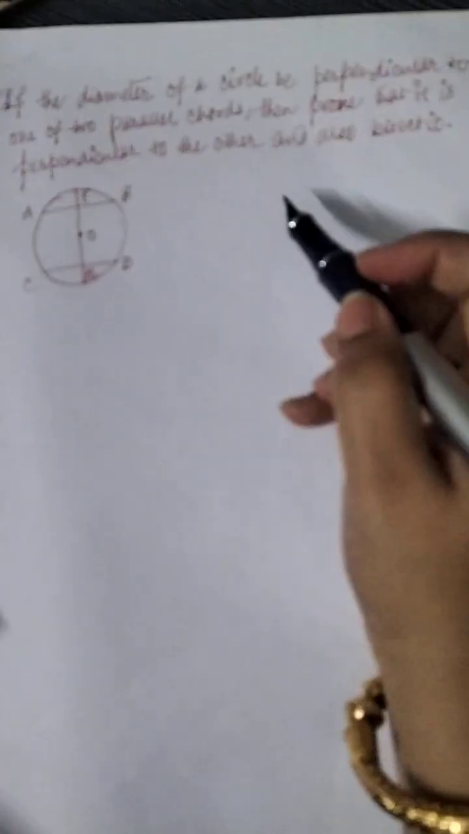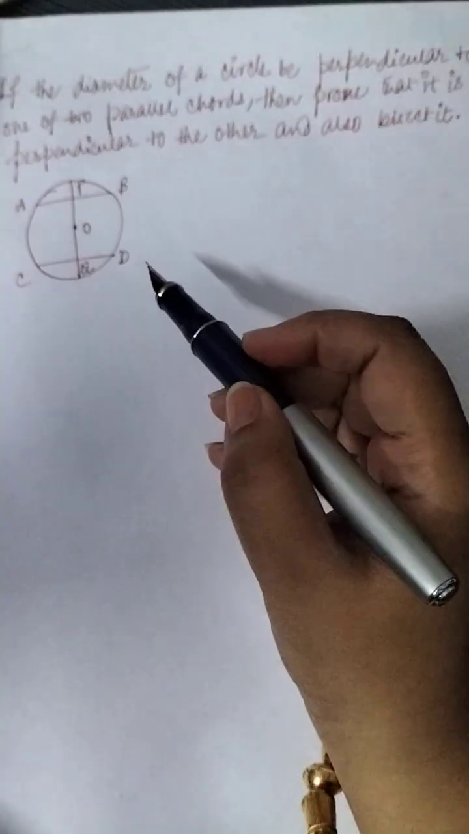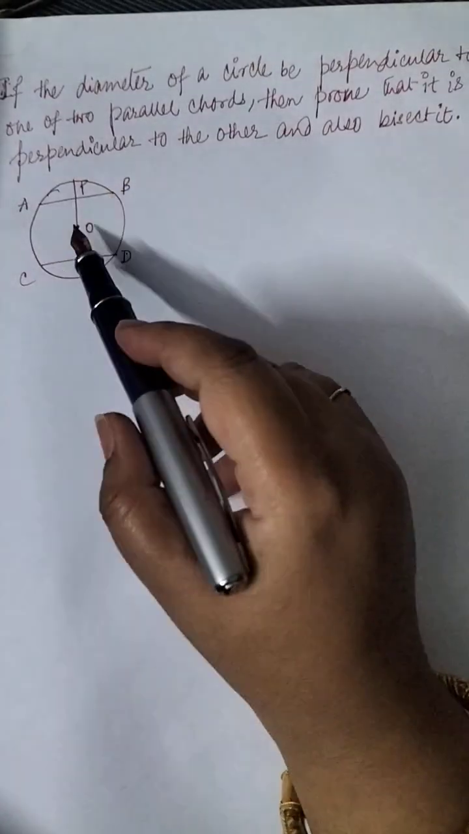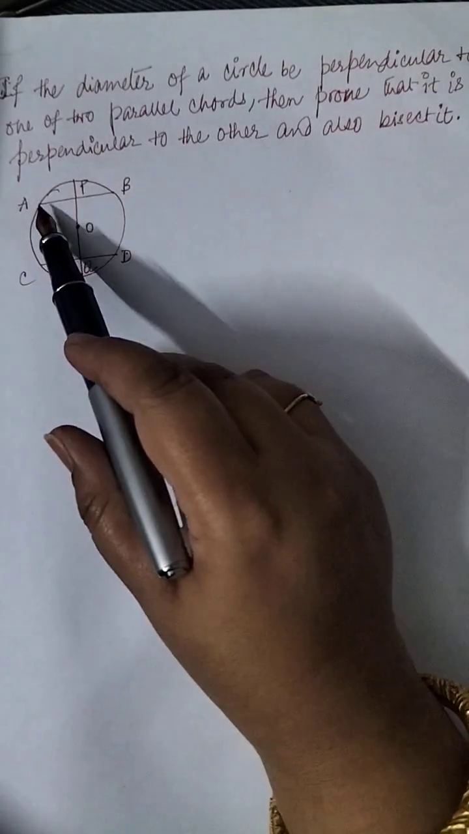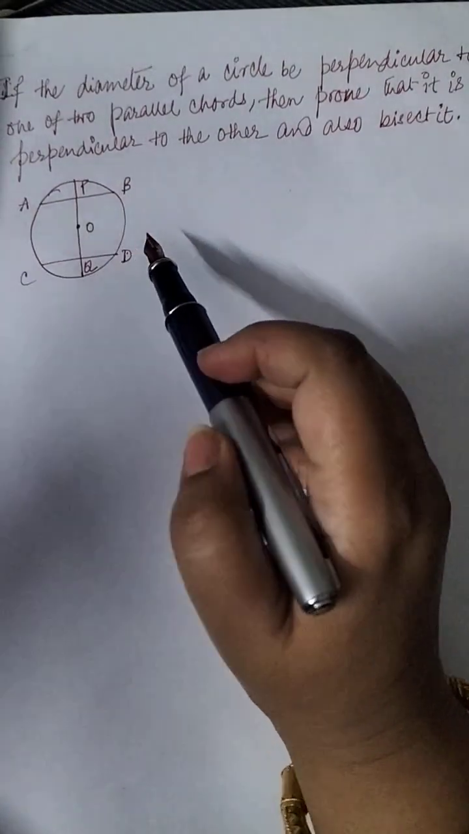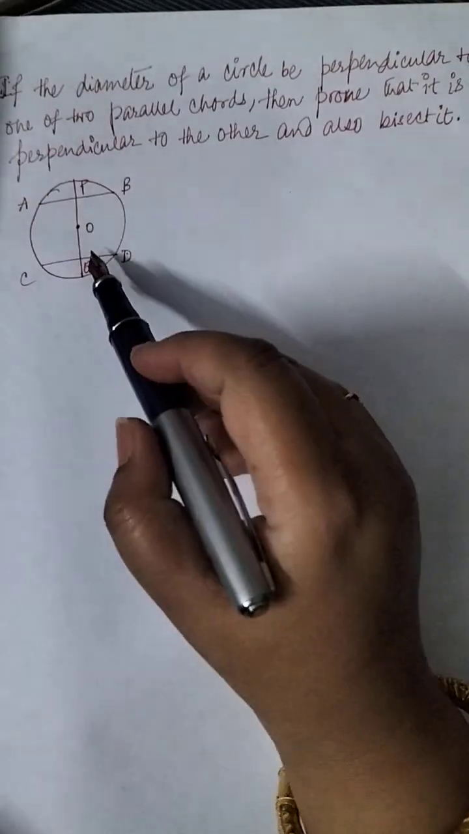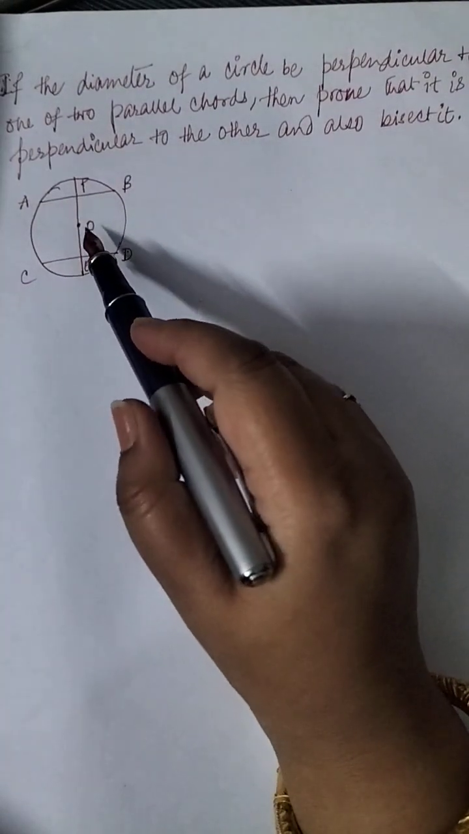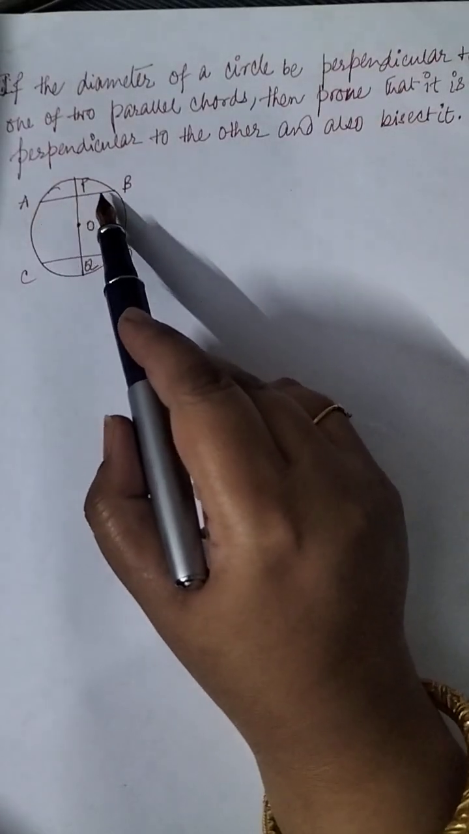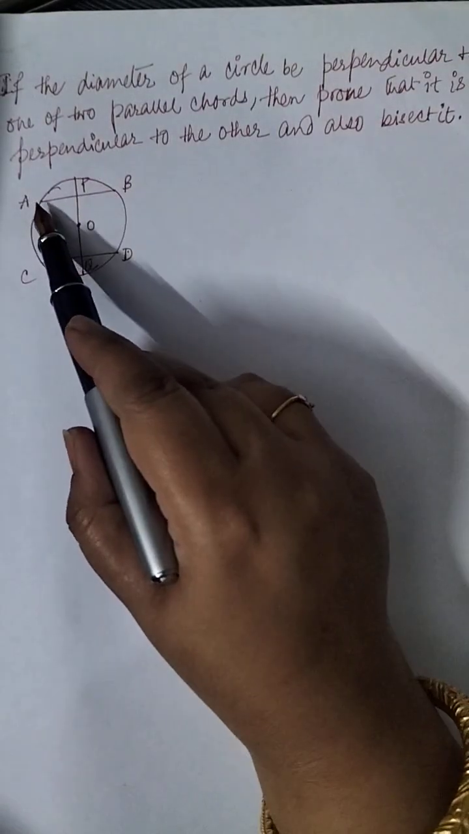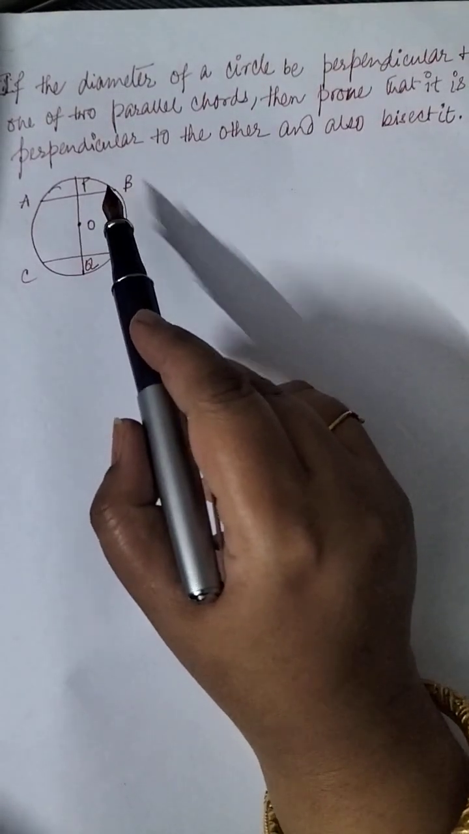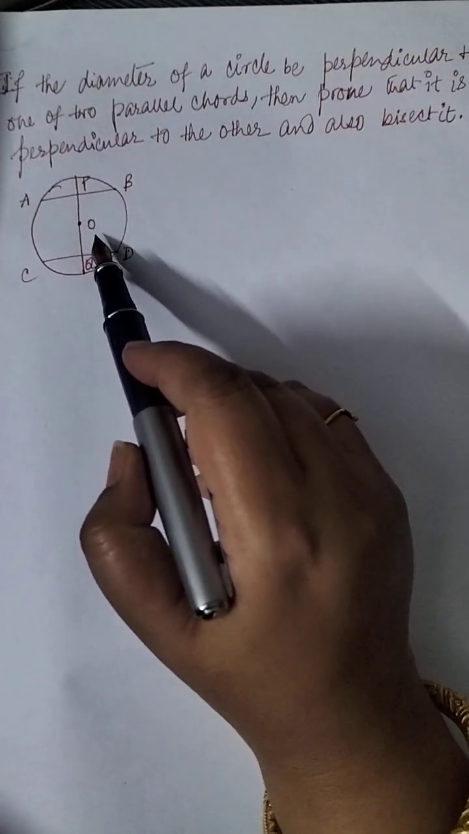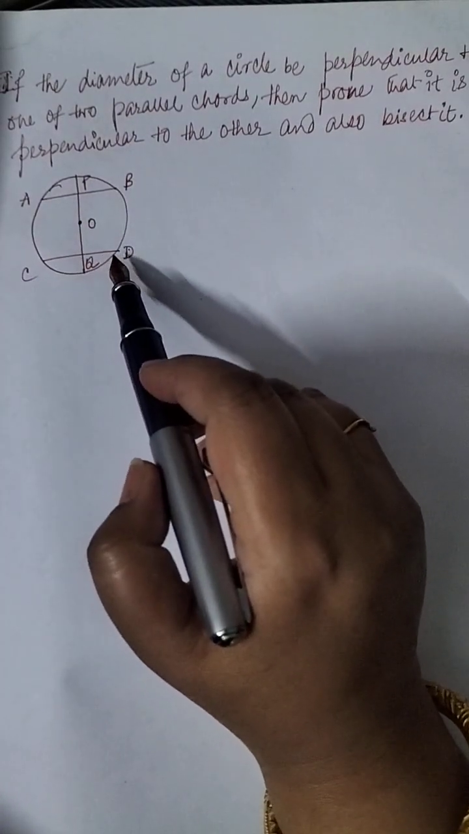That means we have to show that if this is the circle with center O and AB and CD are two parallel chords, then the diameter, which is perpendicular to one of the two parallel chords, suppose it is perpendicular to AB, then we have to show that it is perpendicular to CD also. At the same time, it bisects CD.